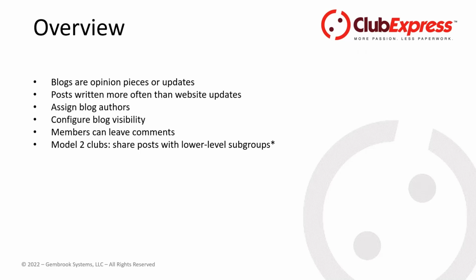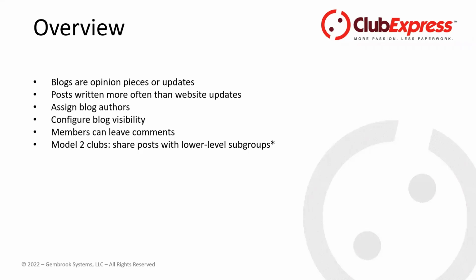So you could be writing blog posts for every single ride that you take as a cycling club. You could be writing blog posts just on the events that you're hosting as a community organization. Or you could be writing blog posts because something really interesting is happening in your industry if you're a professional association. We're going to go over assigning blog authors, configuring blog visibility, determining who can see what.